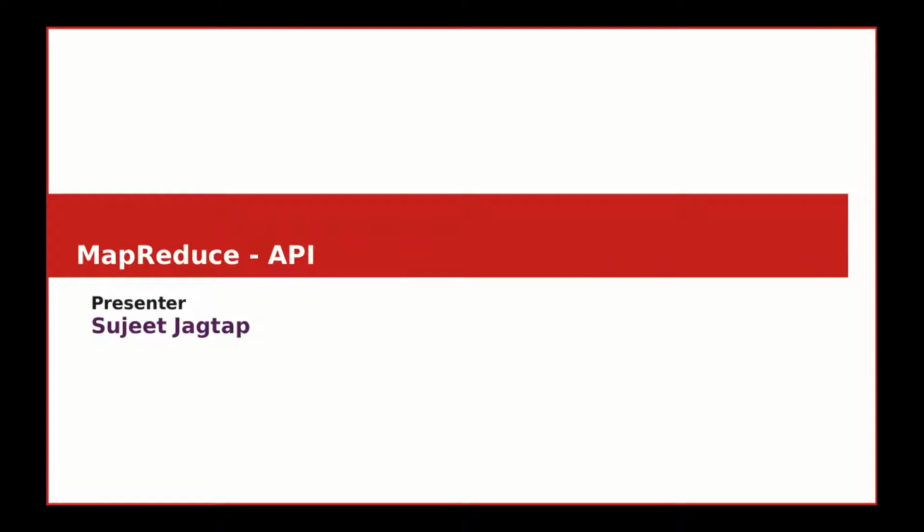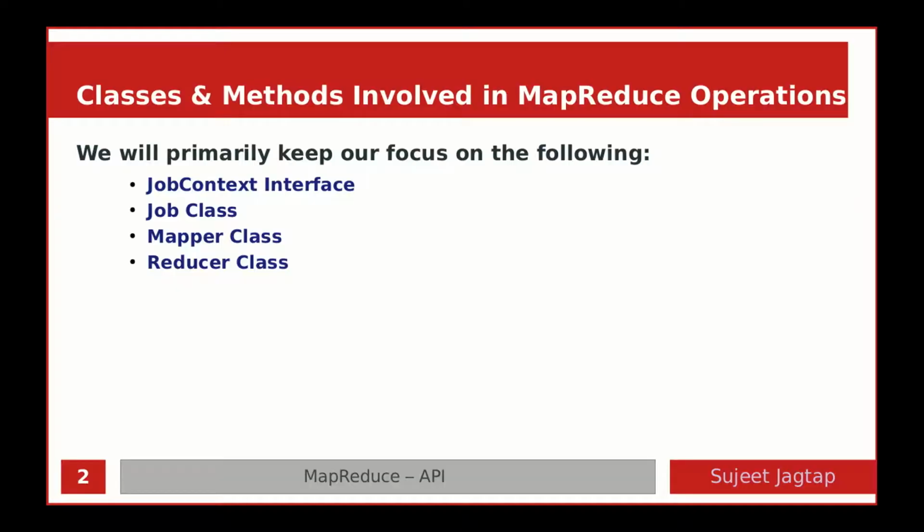In the last video we discussed how to set up the Hadoop environment. So now in this video we will take a close look at the classes and their methods that are involved in the operations of MapReduce programming. We will primarily keep our focus on these four classes alone: the job context interface, job class, mapper class and reducer class.